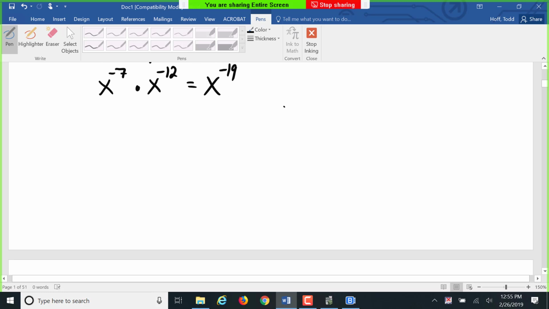It's a little bit trickier when we hit division. X to the negative 8th divided by x to the 7th. Well, that's negative 8. There you go. Negative 8 minus 7 becomes negative 8 plus the negative 7. That is x to the negative 15.